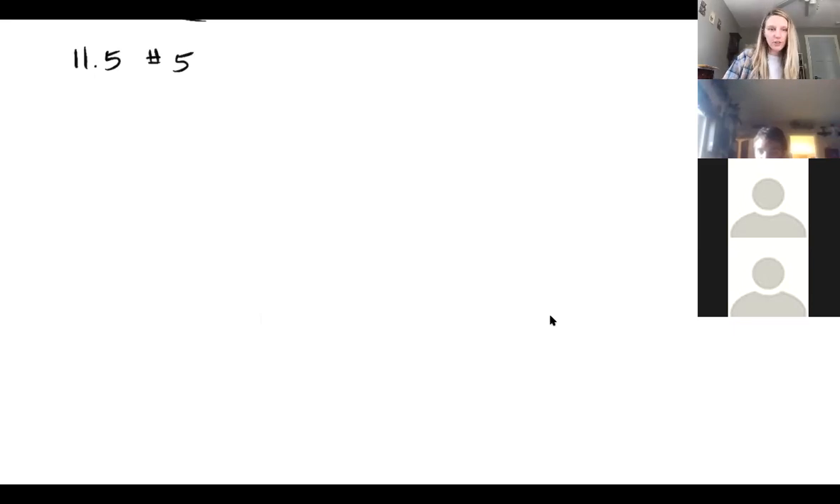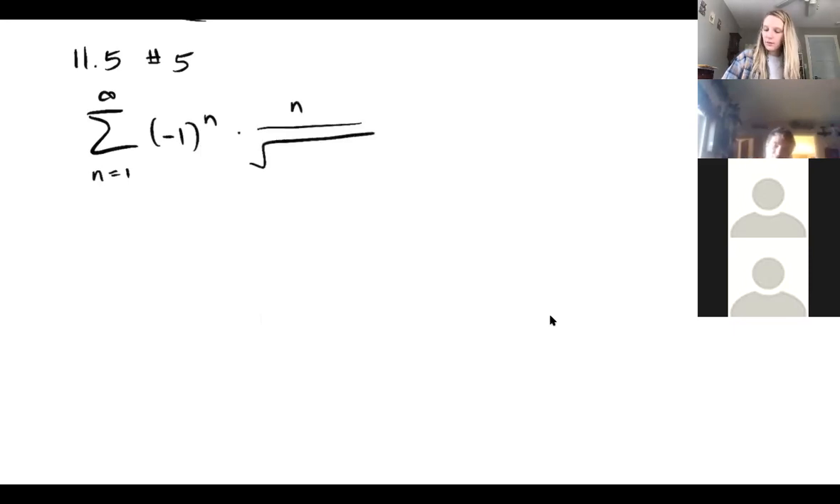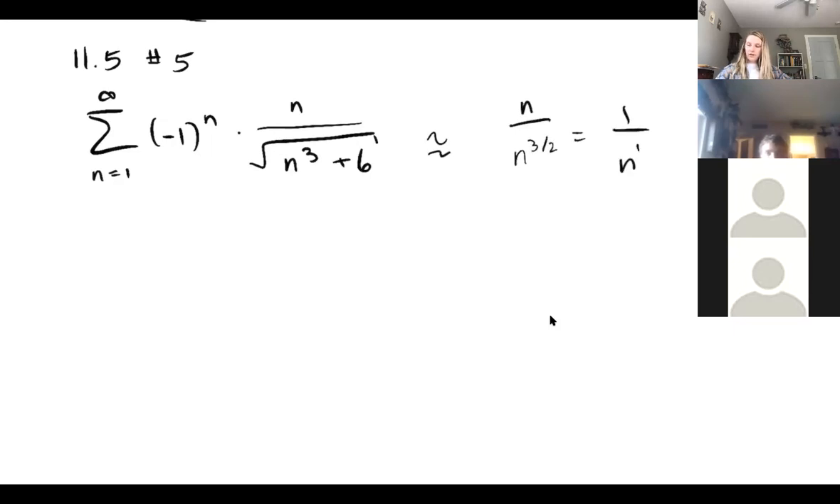Test the series for convergence or divergence. Okay. I thought you could sort of assume that this function was similar to 1 over n squared, because you have n over n to the 3/2. Right. And that's 1 over n to the 1/2, which diverges. But that's wrong. What makes this converge is the fact that it's alternating.